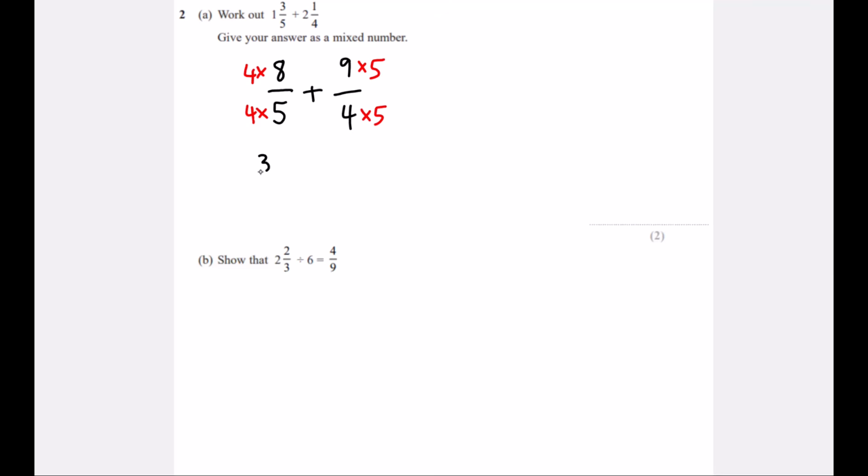4 8s are 32, and that's 20ths. And 9 5s are 45, and 4 5s are 20ths. So we've got 32 20ths plus 45 20ths. Now the denominators are the same. I can just add them now. So 32 and 45 make 77.